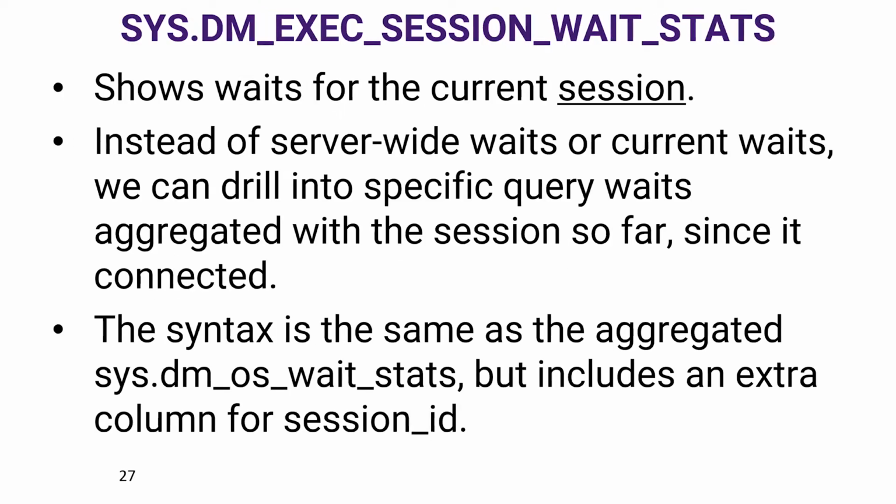This shows waits for the current session. The new one, dm_exec_session_wait_stats. Instead of server-wide waits or current waits, we can drill into specific query waits associated with a session so far, and all the requests that that session has made since it connected. This syntax is the same as the aggregated wait stats, but it includes an extra column for that session ID. And this could all be pretty useful.